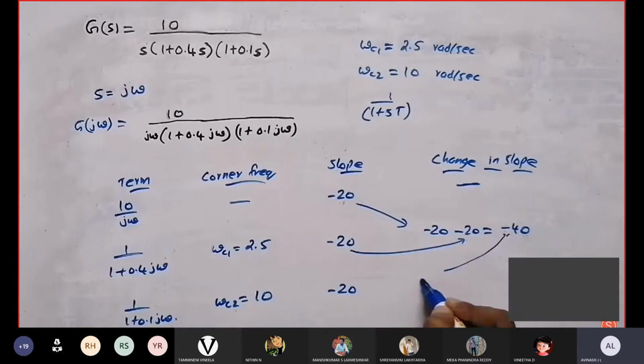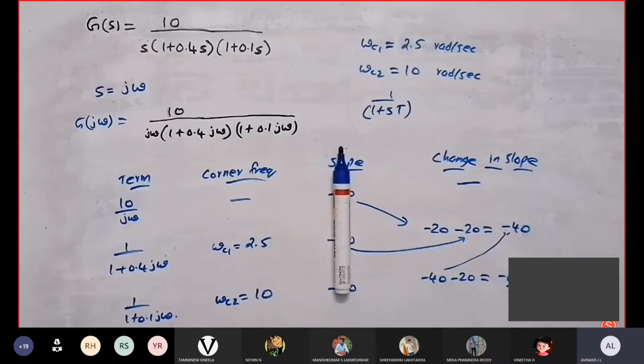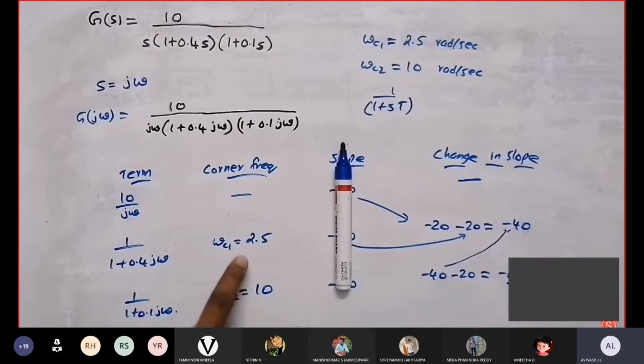The previous slope was minus 40. Then a new slope of minus 20 is coming. So minus 40 minus 20 will be minus 60. That is the change in slope. Before finding the slope and change in slope, after writing the corner frequencies, you need to check whether the corner frequencies are in ascending order. So here it is in ascending order, there is no problem. Always check whether the corner frequencies are in ascending order. Then only find the slope and change in slope.